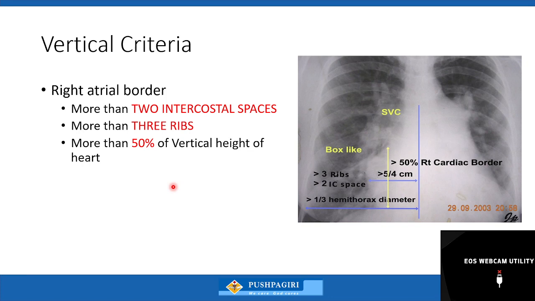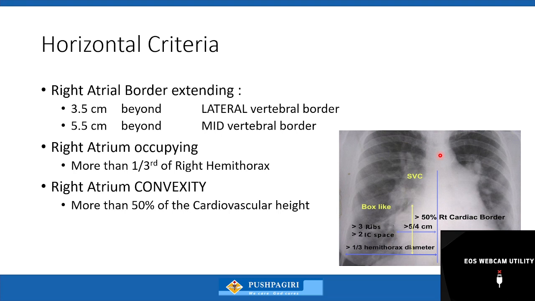Now the horizontal criteria: we can draw a vertical midline in the middle of the spine. From that line, if the outermost right atrial border is beyond 5.5 centimeter, or if we draw a line from the lateral border of the spine and it is beyond 3.5 centimeter, that is, more than 3.5 from the lateral vertebral border, or more than 5.5 from the mid vertebral line, we can say it's a right atrial enlargement.